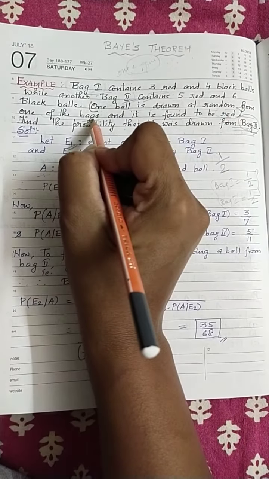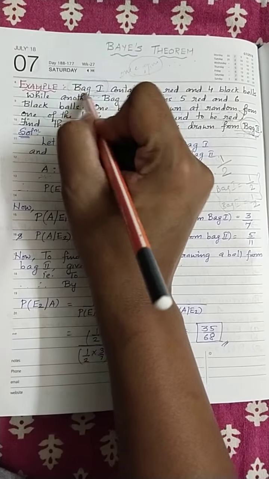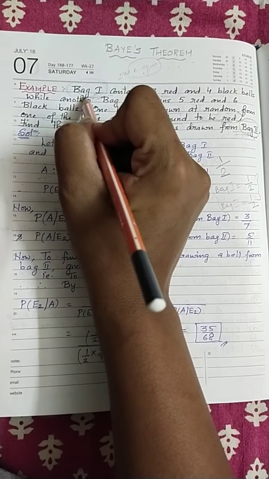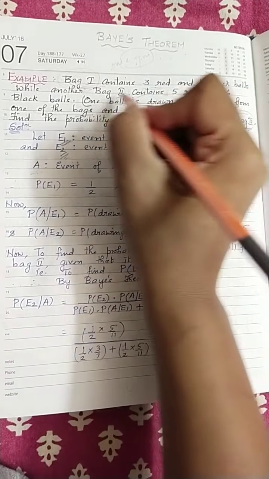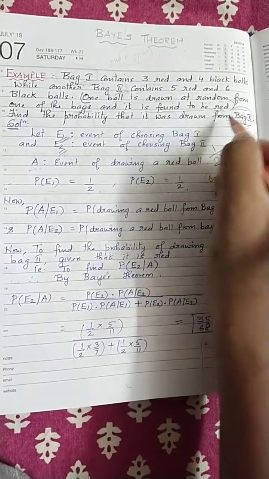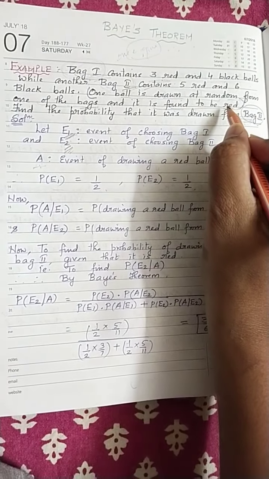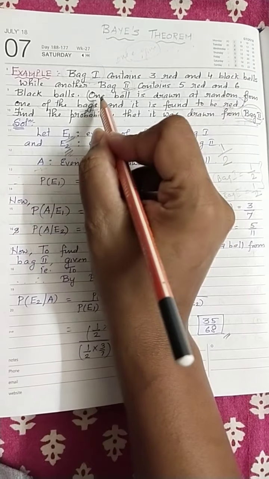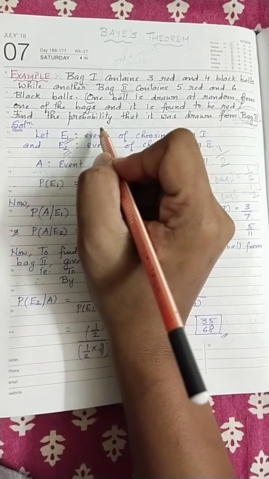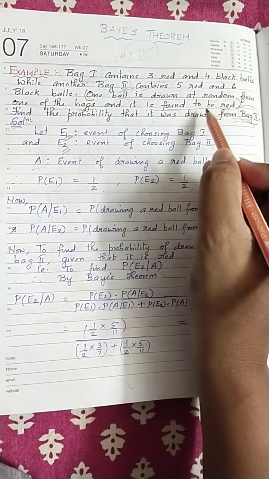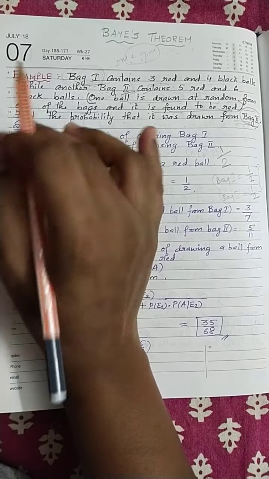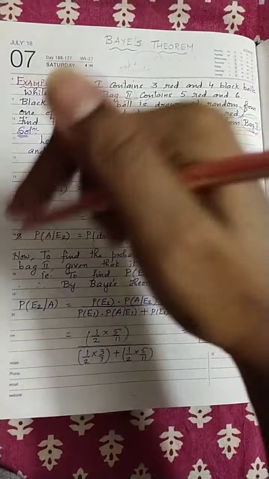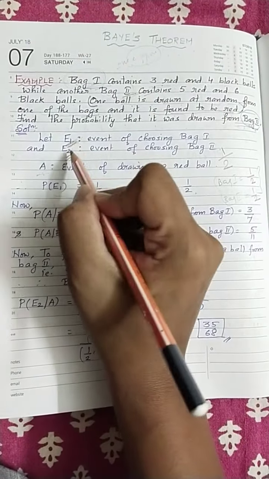Assume that one of the bags is drawn. Suppose it is given that it is drawn from bag 1, so find the probability that it is a red ball. And if it is given that it is drawn from bag 2, then again find the probability that it is a red ball. So we have to use conditional probability here to find that the ball is a red ball, given that one of the bags is mentioned. Now we don't know which bag, so we will find it for both the bags, E1 and E2.